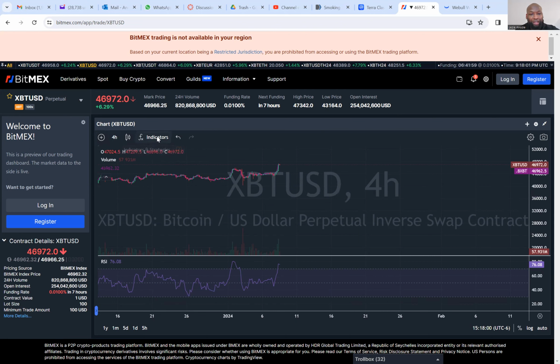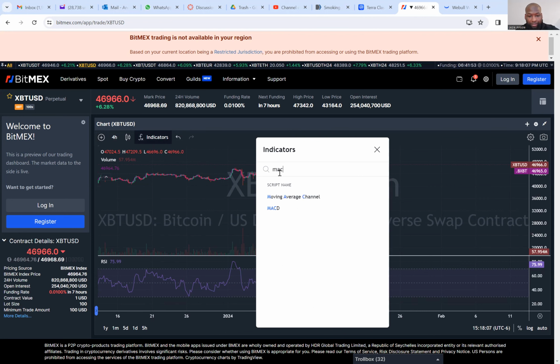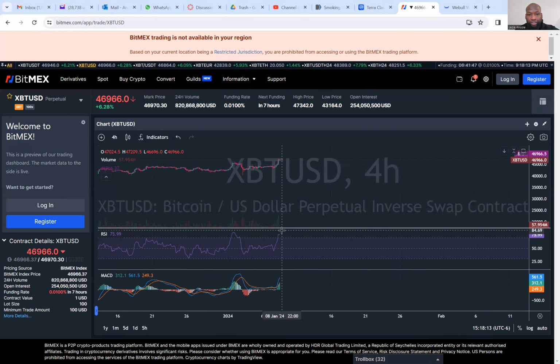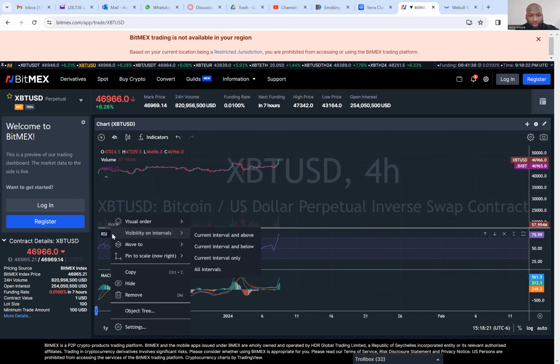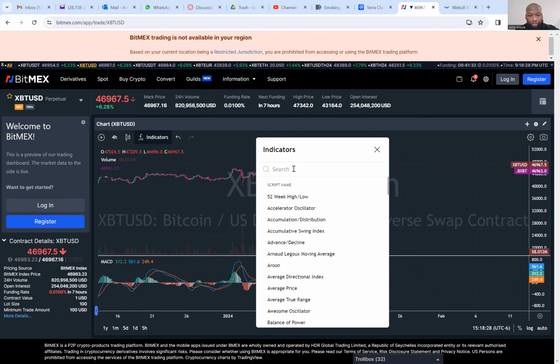So another indicator I like to use here is MACD. So this is a popular one as well, right? So this is the MACD right here. And you see them, it says here RSI, MACD. If you want to delete this, you can come here, click this, and then remove. And then boom, RSI is gone. But we're going to bring it back because we like using the RSI. And if you type it here, it comes up.